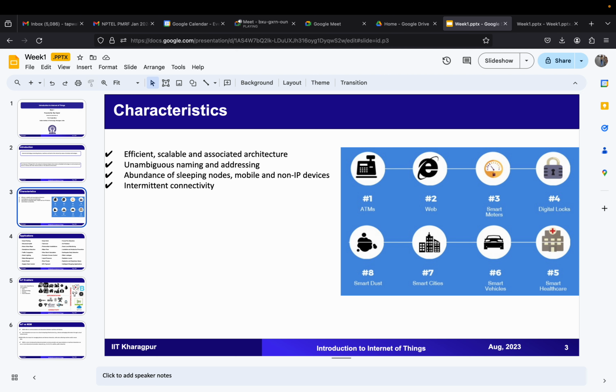Next one is intermittent connectivity. So the connectivity in the case of Internet of Things is not permanent.